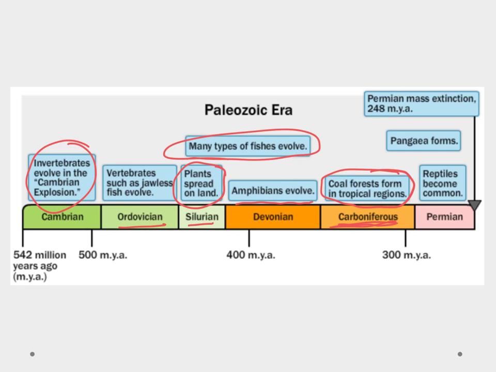And then the Paleozoic Era ended with the Permian mass extinction about 248 million years ago. This is also the time that Pangea started to form, and it's also where reptiles started to become one of the more dominant types of animals.